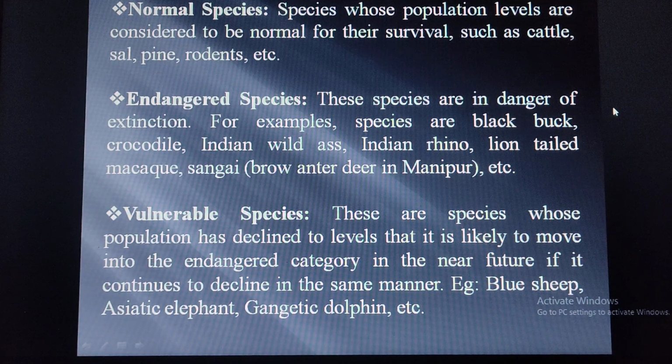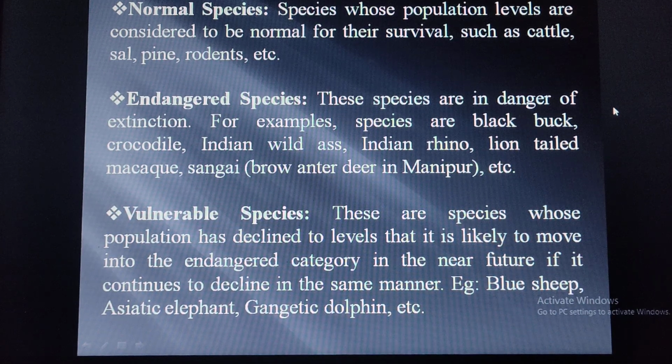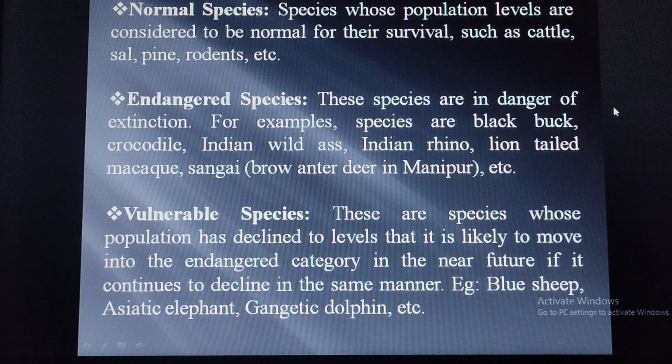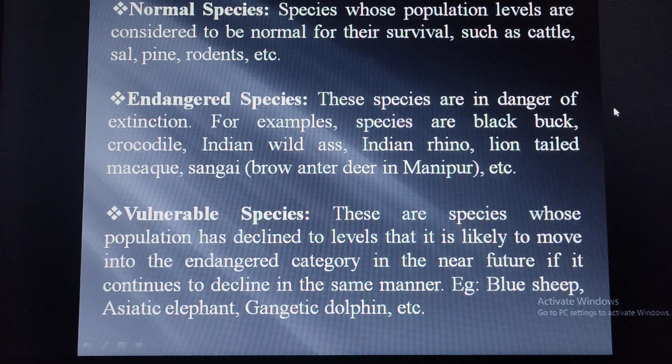Next, we are going to learn about vulnerable species. These are species whose population has declined to a level that they are likely to move into the endangered category in the near future if they continue to decline in the same manner. That means they are not on the verge of extinction, but their population is decreasing. And if this continues in the near future, these species will go into the endangered category. For example, blue sheep, Asiatic elephant, Gangetic dolphin, etc.